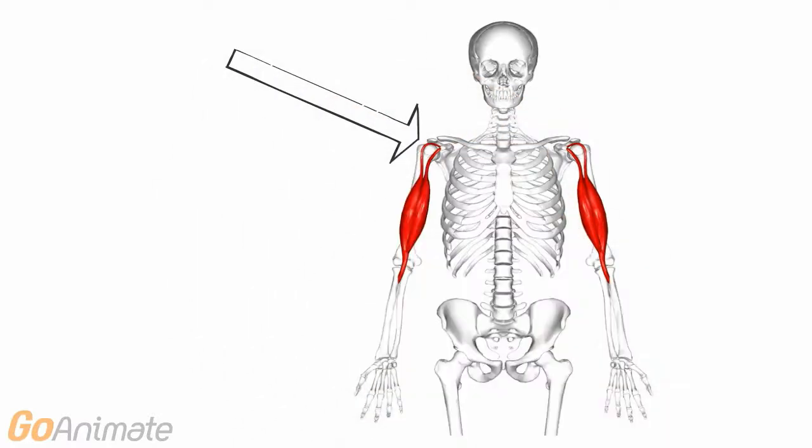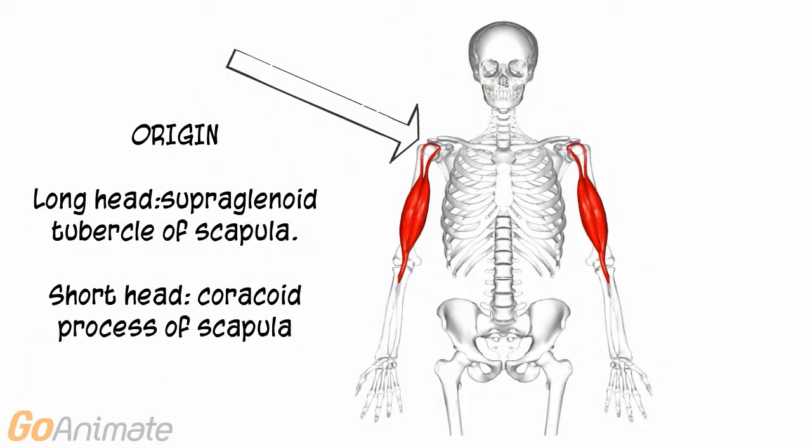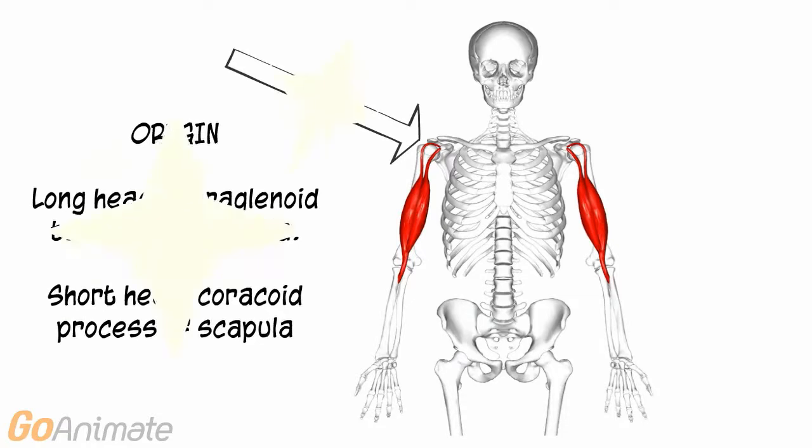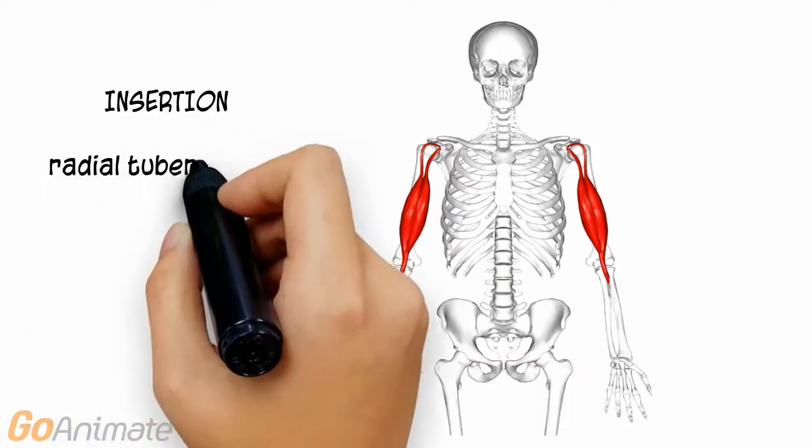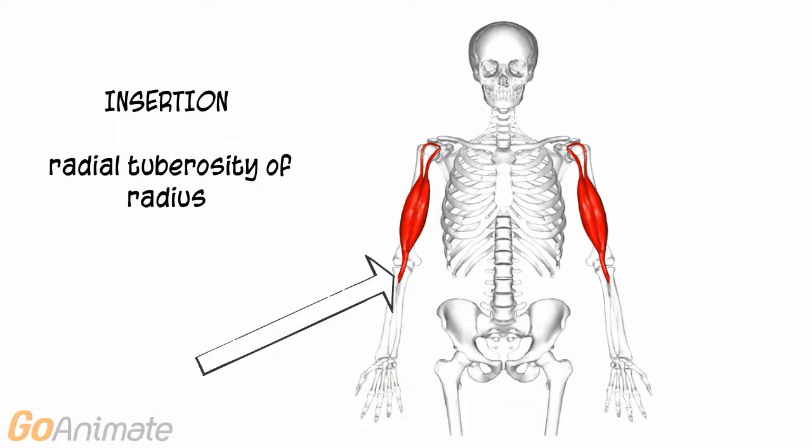For example, the origin of the biceps muscle consists of two attachments. The long head of the biceps attaches to the supraglenoid tubercle of the scapula. The short head attaches to the coracoid process of the scapula. The insertion of the biceps is at the radial tuberosity of the radius.